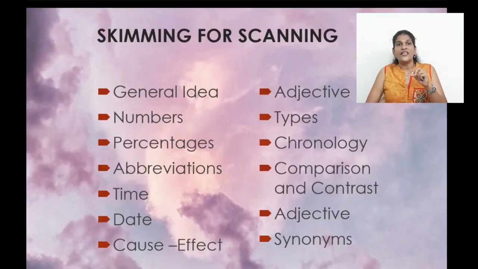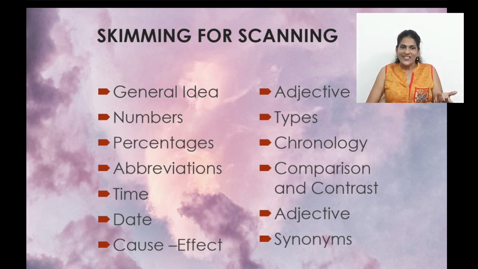Secondly, you need to highlight the numbers, percentages, abbreviations, time, date, cause and effect, adjectives, types, chronology, comparison and contrast, and synonyms. When you skim and scan through these aspects keeping in mind, definitely you are going to crack OET reading. So, I want to just repeat, when you skim and scan, you will get the idea of the content.